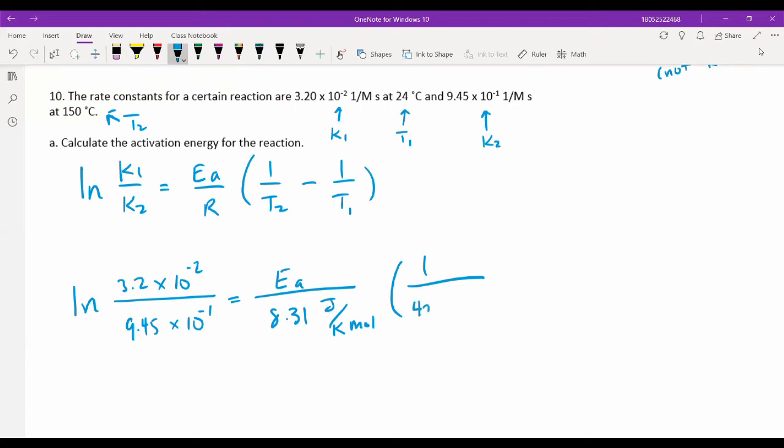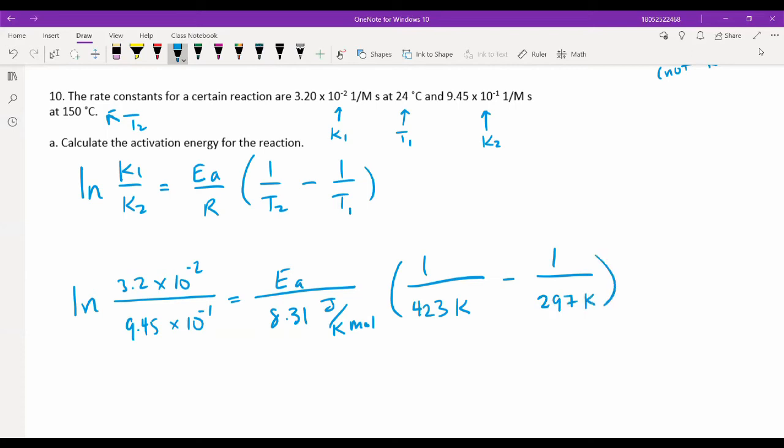Sometimes this is written T1 minus T2, and then there'll be a negative here. So if there's a negative there, then it's T1, this is T2. If there's just like here, then it's T2 first, and then T1 second. So just watch out for that.